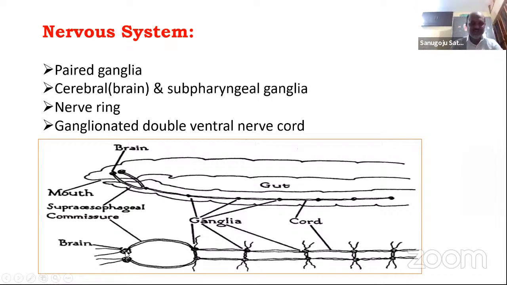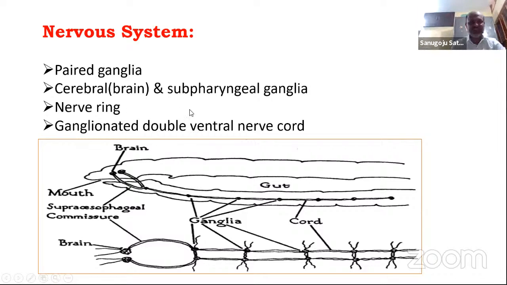The nerve ring is nothing but the commissures connecting the cerebral ganglia and circumesophageal ganglia. Thereby the nerve ring is formed. Ganglia are located in every segment. Ganglia is plural, ganglion is singular. Thereby the cerebral ganglia and subpharyngeal ganglia, the esophageal and pharyngeal ganglia, are connected with the commissures to the cerebral ganglia. That's why the ring is formed. The nerve ring is an important character of annelids.